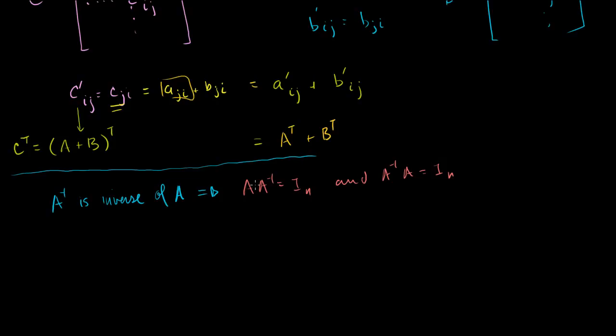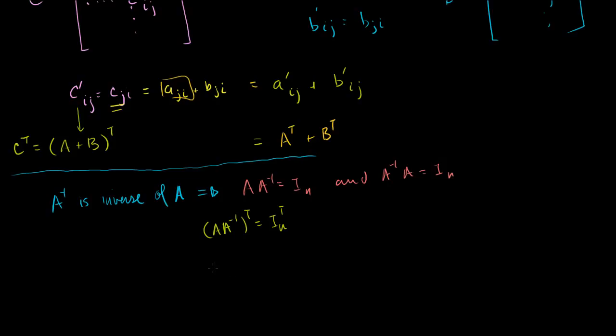Now, let's take the transpose of both sides of this equation. Well, let me start with, I'll do them both simultaneously. So if you take the transpose of both sides of the equation, you get A times A inverse transpose is equal to the identity matrix transpose.